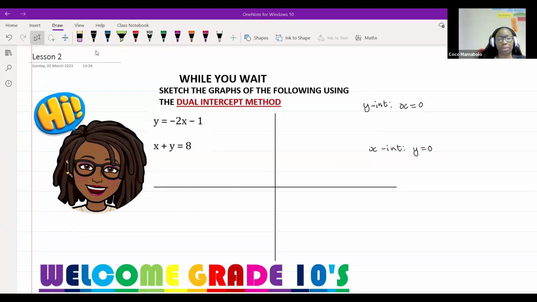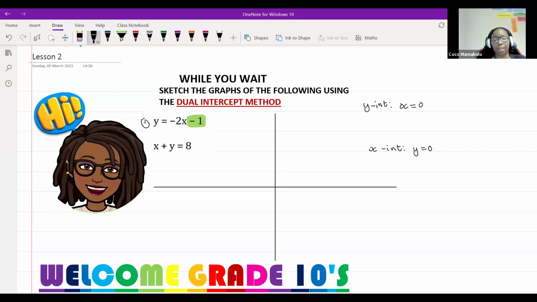Okay, let's start with the first one. Now, I want us to note something, guys. When we have a straight line graph, our y-intercept is always that value over there, the value right at the end. Okay, so if we have y is equal to negative 2x minus 1, that last part of that sum, that is our y-intercept.